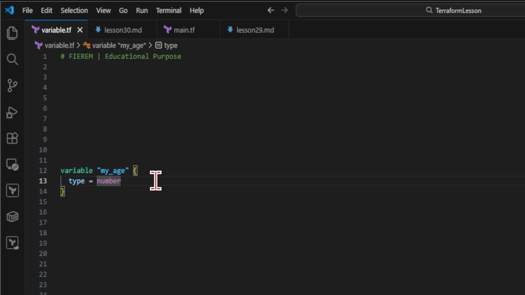This block defines the shape of our expectation, but not the substance of the value. Terraform knows what this must look like. It does not know what it is. Until a value appears, this variable cannot anchor identity.